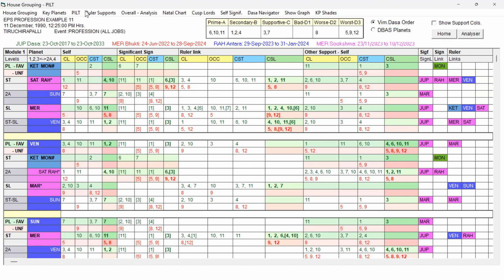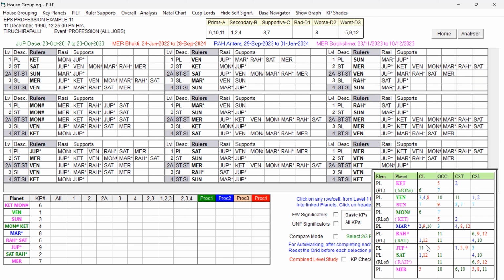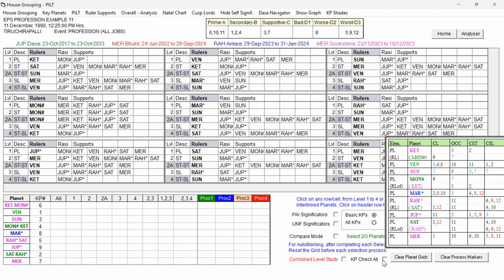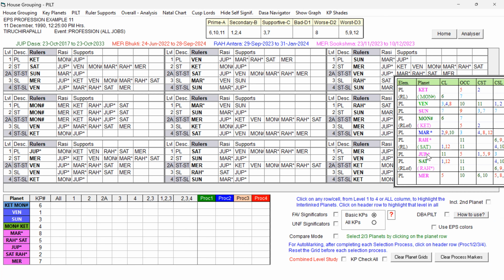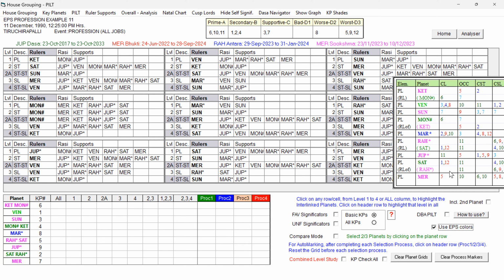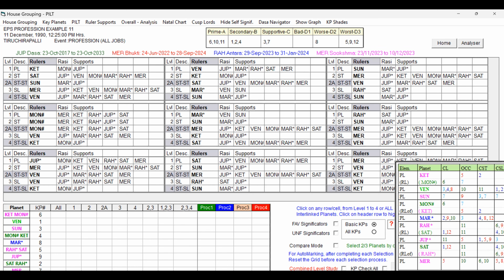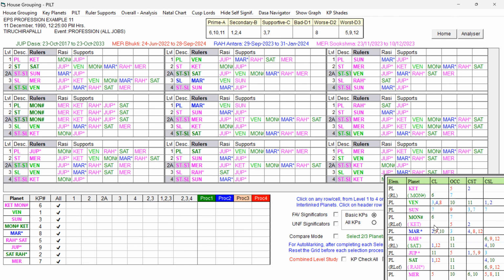PILT table. Let me keep open the self-significators. We know which are the favorable key planets and unfavorable key planets; we had a detailed discussion. Let me check all key planets and use the EPS colors, so that the colors we have assigned can be used there. Let me make it KP check all, so that all the planets get the key planet states we have assigned.